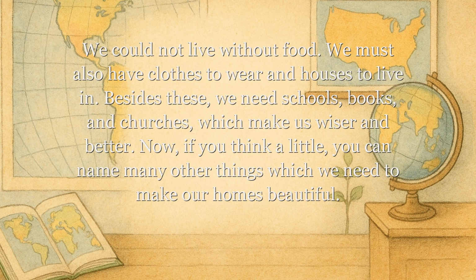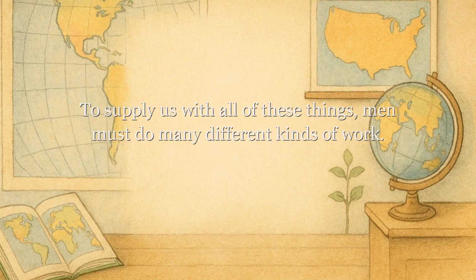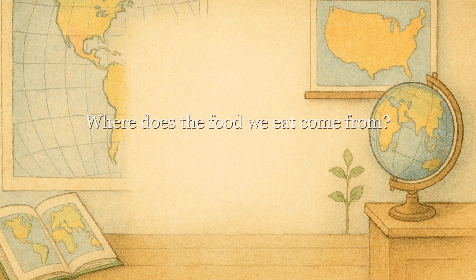We could not live without food. We must also have clothes to wear and houses to live in. Besides these, we need schools, books, and churches, which make us wiser and better. Now, if you think a little, you can name many other things which we need to make our homes beautiful. To supply us with all of these things, men must do many different kinds of work. Where does the food we eat come from?